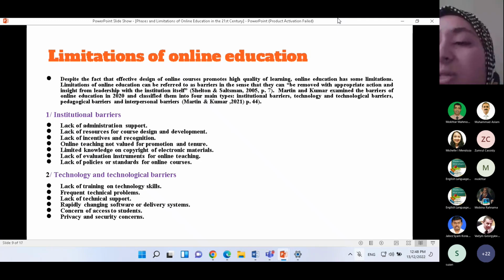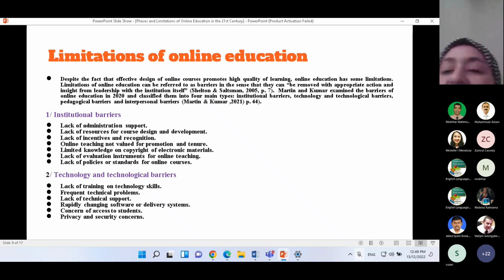So institutional barriers involve lack of administration support, lack of resources for course design and development, lack of incentives and recognition, online teaching not valued for promotion and tenure, limited knowledge and copyright of electronic materials, lack of evaluation instruments for online teaching, lack of policies or standards for online courses. The technology and technological barriers involve lack of training on technology skills, frequent technical problems, lack of technical support, rapidly changing software or delivery systems, concern of access to students' privacy and security concerns.